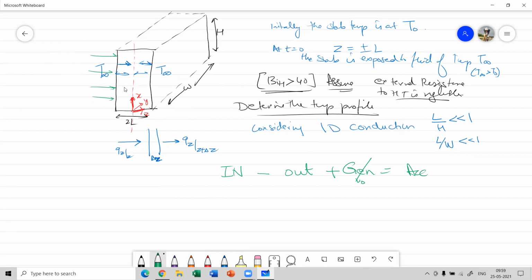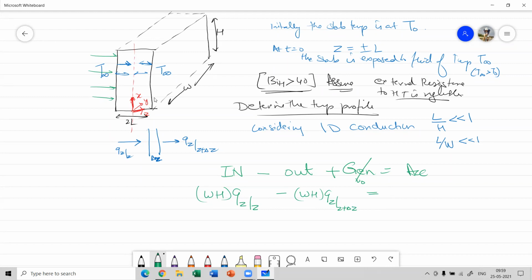So what will be the cross-sectional area? That is W into H. So cross-sectional area W into H into Qz, entering in the Z direction. Similarly, out at Z plus delta Z, equal to accumulation.